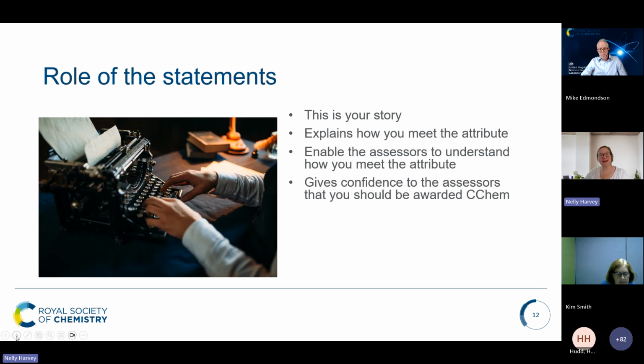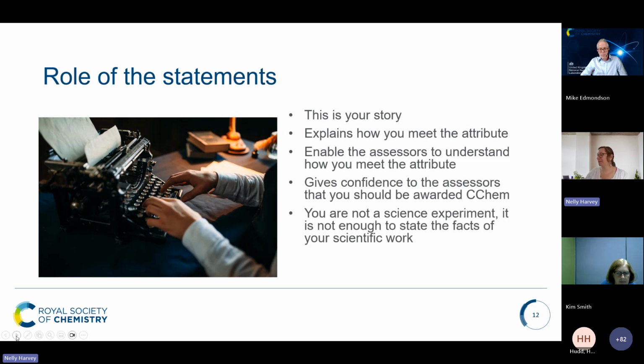So the assessors need to feel confident that you should be awarded Chartered Chemist status. I've said again that you're not a scientific experiment, so it's not a case of simply stating the facts, it's walking us through, almost like the assessors are on your shoulder as you're going about your day-to-day work. And last but not least, the attributes are about you and your impact. And echoing Mike's comment, try and use I instead of we if you really mean my contribution was this, for example.